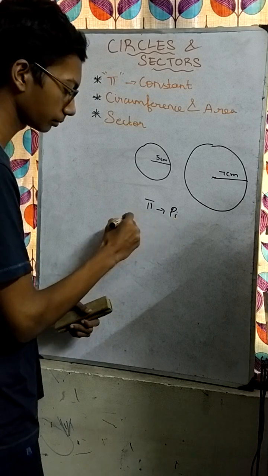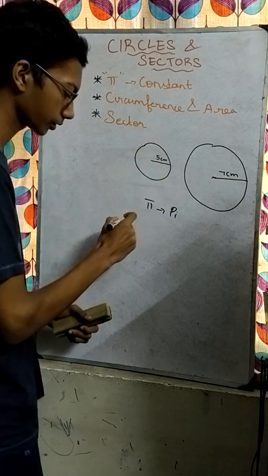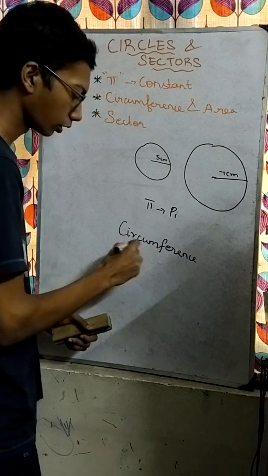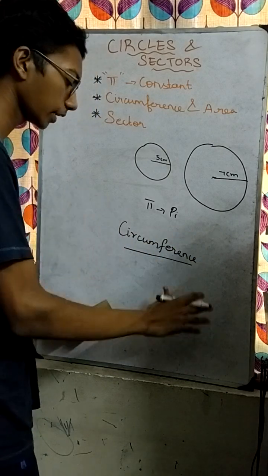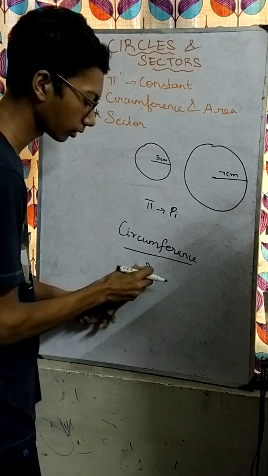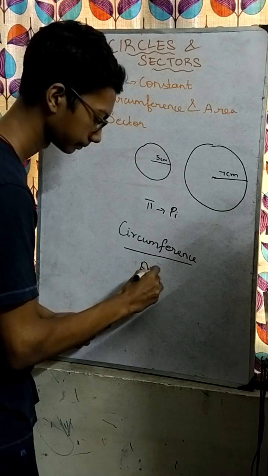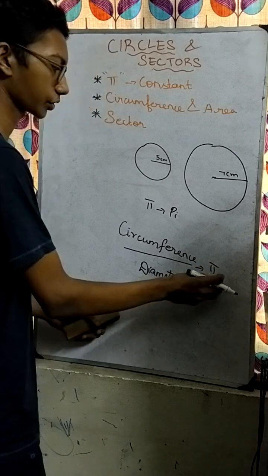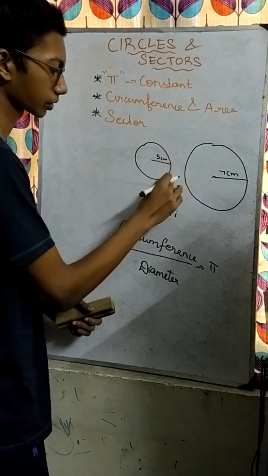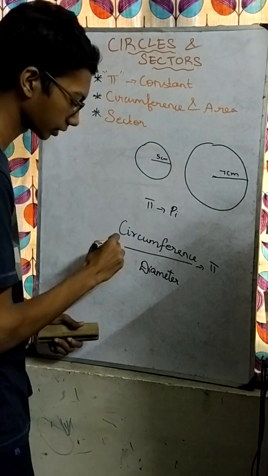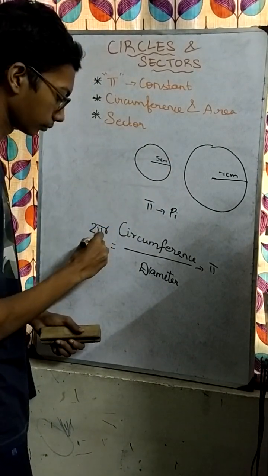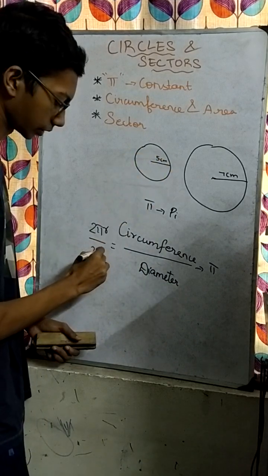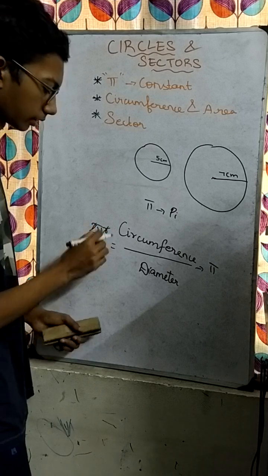So what this constant means is, if you divide the circumference of any circle of any radius by the diameter, it equals the constant pi. You know the circumference, that is 2 pi r. You also know the diameter, that is double the radius, so that is 2r. If you cancel this, you get pi.